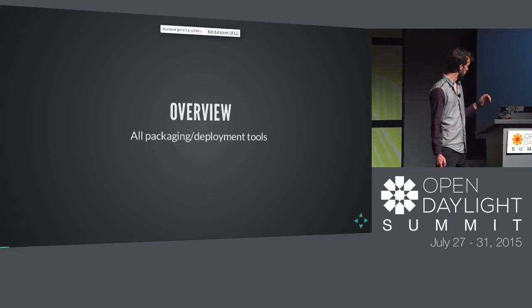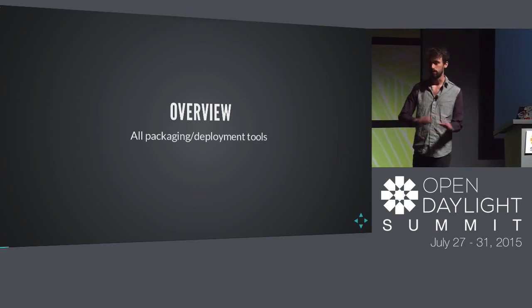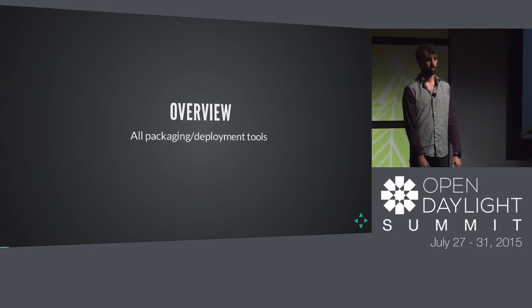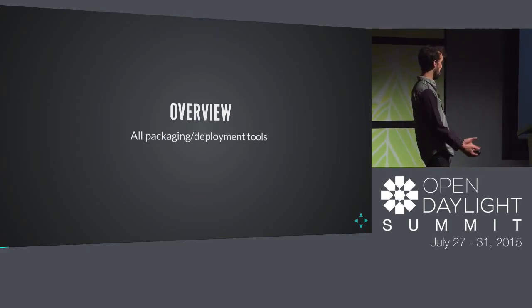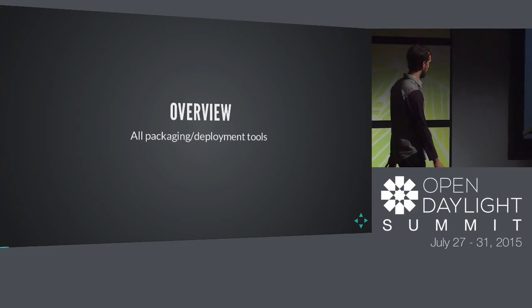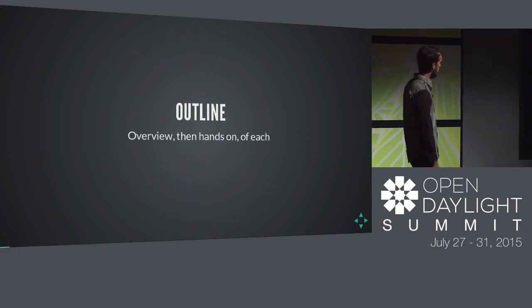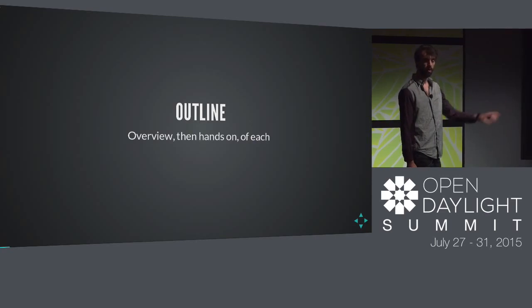Cool, so super quick outline of today's talk. Again, it's kind of an all things packaging and deployment. So we're going to touch on every relevant tool, every relevant packaging way: RPMs, Docker images, Vagrant files. I'll talk about it for a while, and then we'll do a hands-on part for each of them. The hands-on part is difficult in the sense that it's been difficult for me to get it all set up, so hopefully it won't be difficult for you.